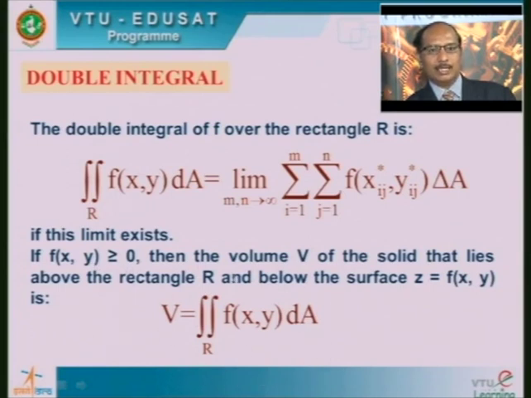This holds provided f(x,y) is a positive function. Otherwise you cannot say all the time that it is a volume. If f(x,y) is a positive function, then V is the solid above the rectangular region R and below the surface z is equal to f(x,y).